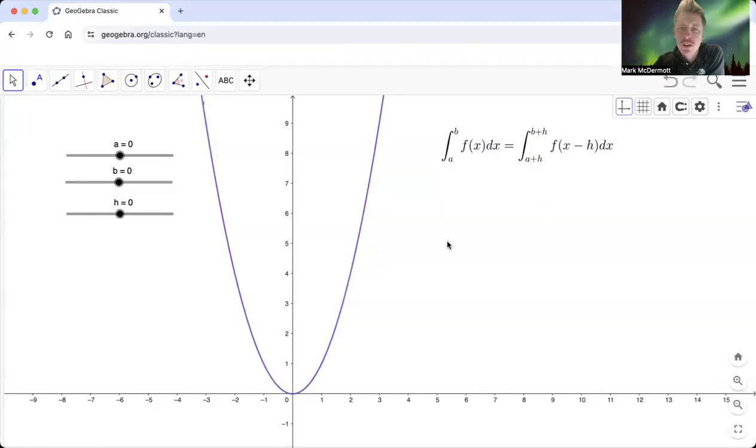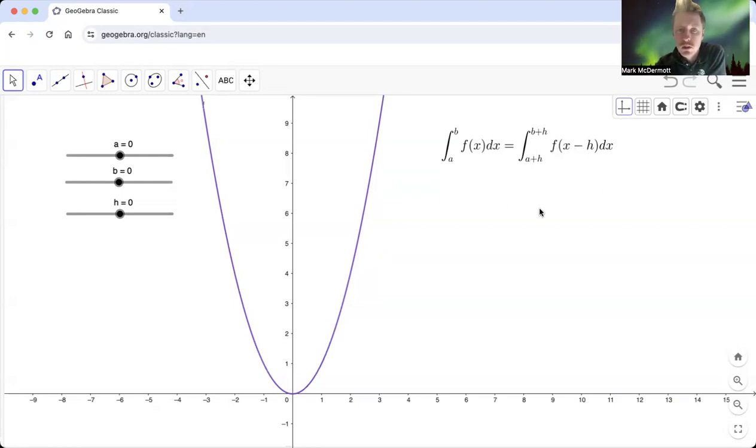All right, so just going to look at an interesting property of integration. Basically, you're just going to consider the case where you've got some function and then you move it left or right. So we're doing a horizontal translation. This is what the property says. It says if you take the integral from a to b of f of x dx, that's equal to the integral from a plus h to b plus h of f of x minus h.